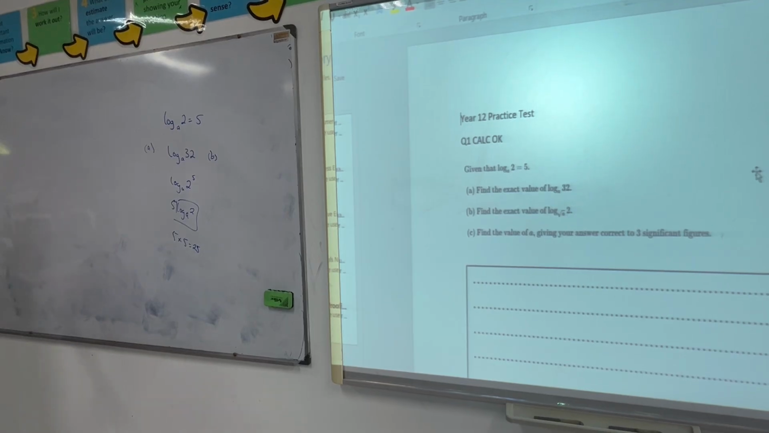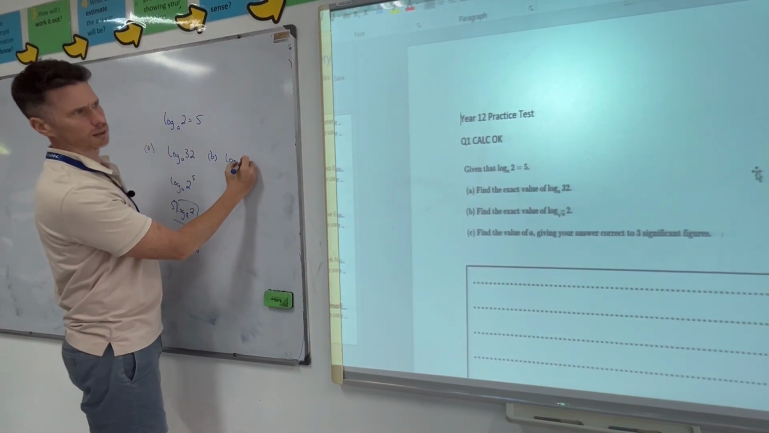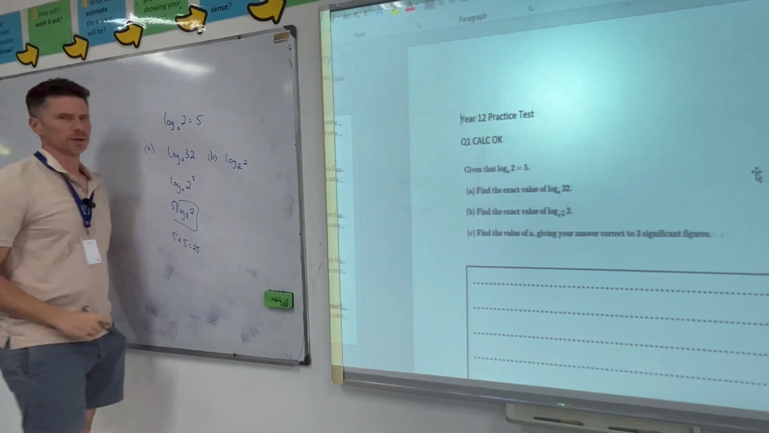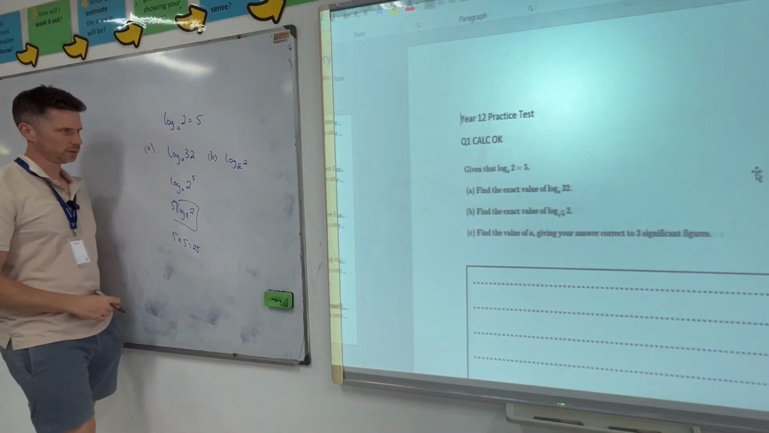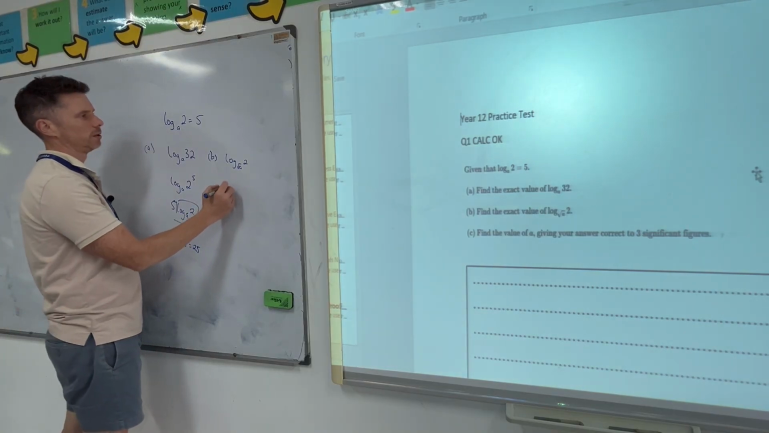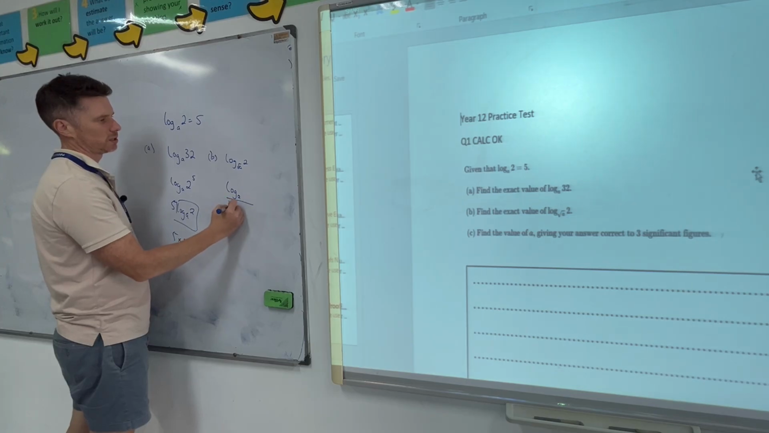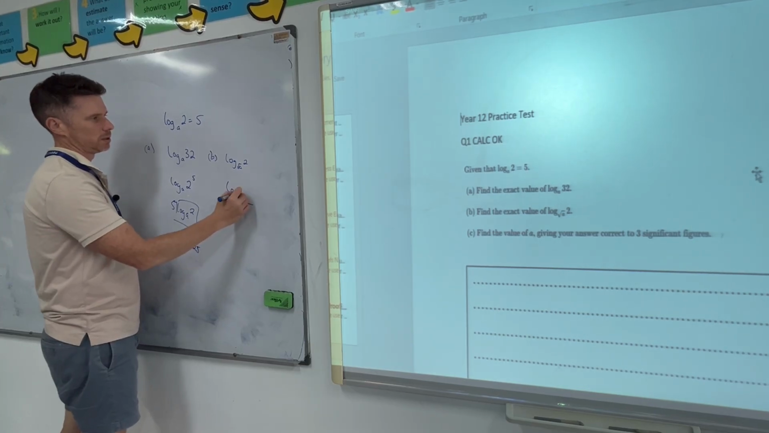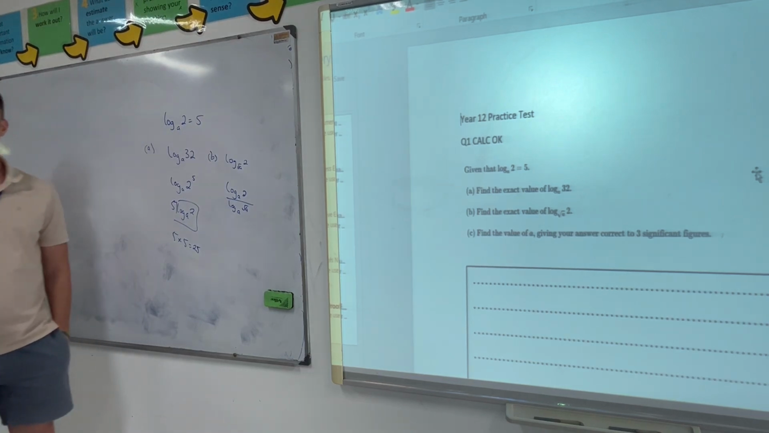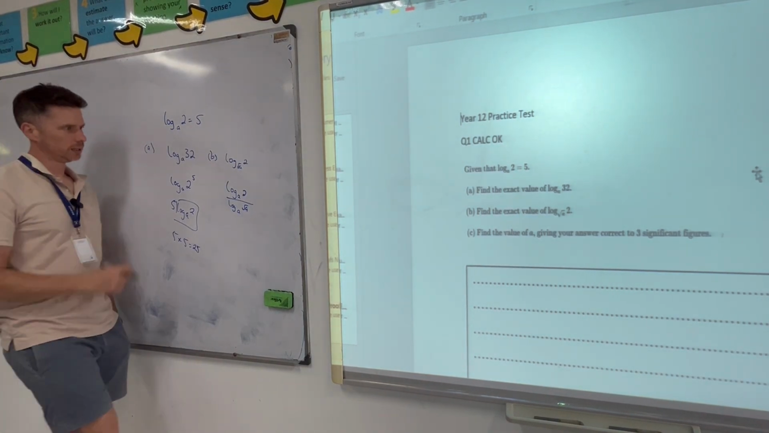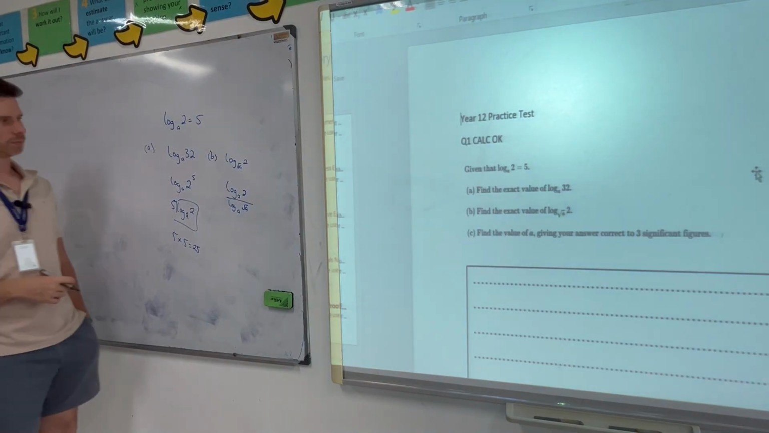Okay, next one then we have log base root a of 2. That's not the right base, but we can use the change of base rule. Pick our own base. We want log base a as our base. So we can do this. Oh, you can? Yeah, pick your own base. It's one of the log rules. We did it in logs.